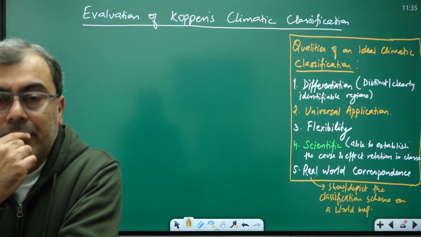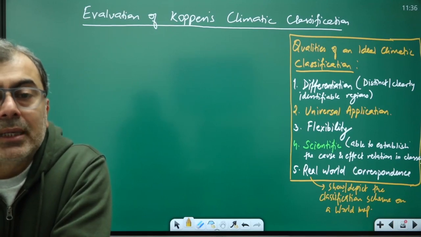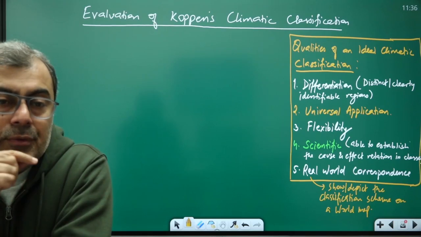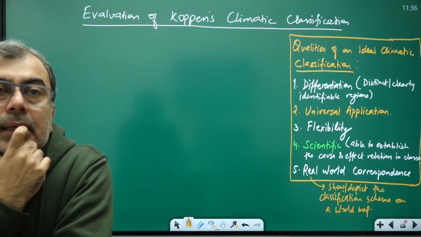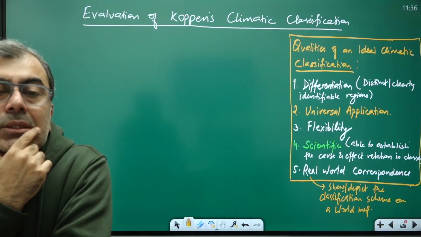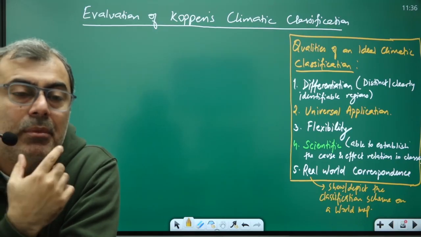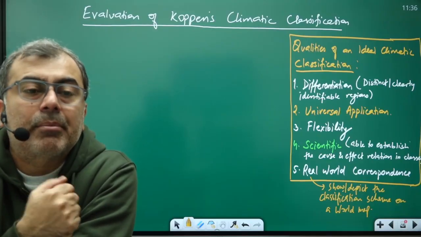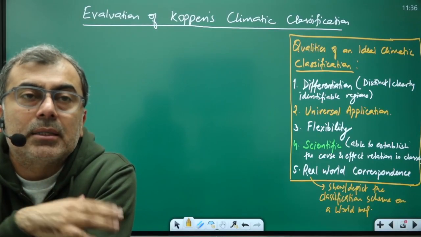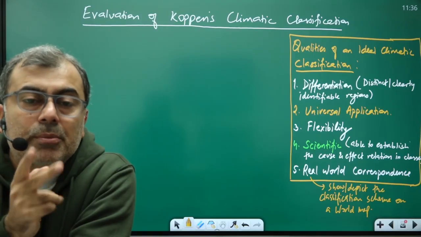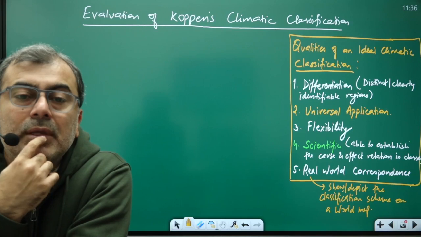So 3 out of 5. Okay. So 1 is okay. He's able to give us very well defined regions. 2 is universal application. Some people are saying it does not apply universally. Tell me one thing, if he's able to show us a world map and he's able to divide the world into regions, he's giving you level 4 also to incorporate all those uniquenesses. Why won't you give the second one?